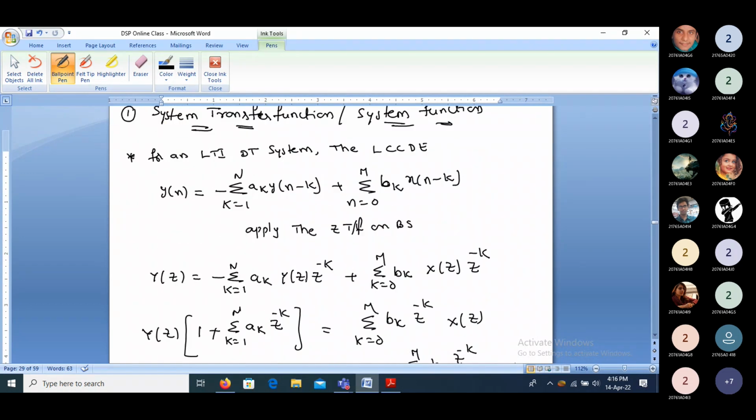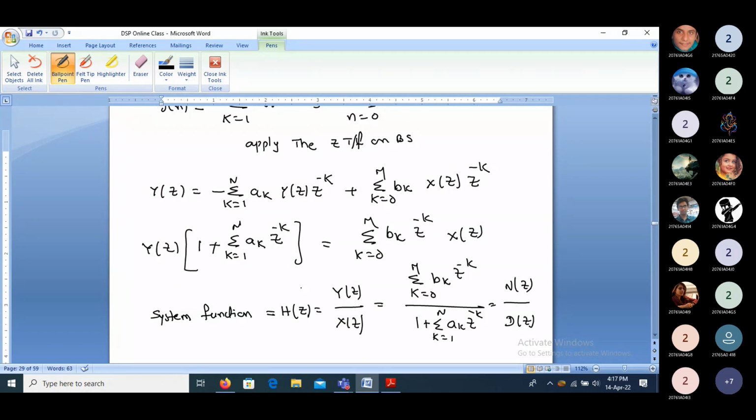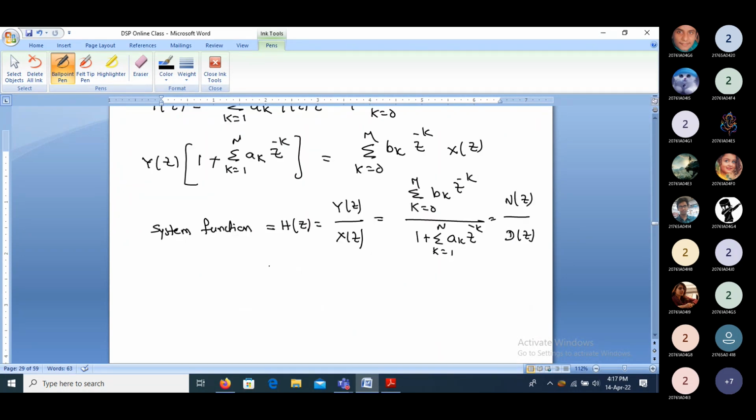How can we calculate the system transfer function by using the Z transformation? This is the procedure. For a given difference equation, we just apply the Z transformation on both sides, and from that Y of z, we can calculate the ratio of Y of z to X of z, which is called the system transfer function H of z. One important point: if the input x of n is equal to delta of n, then its Z transformation X of z is equal to 1.